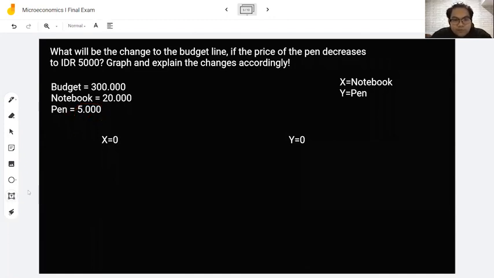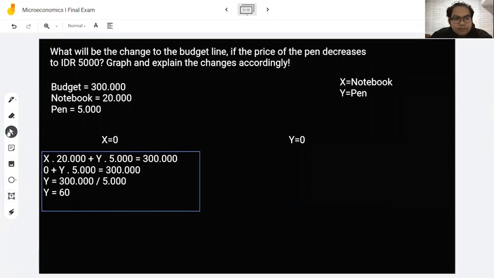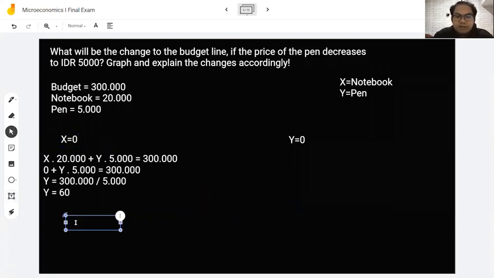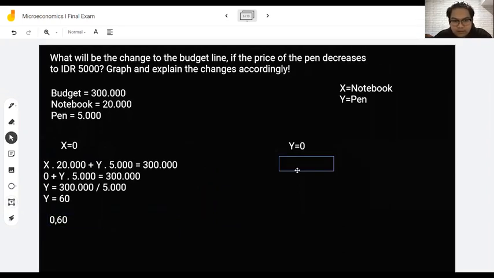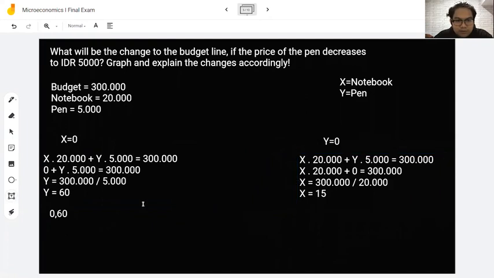We got this, and the coordinate is 0, 60, and the next coordinate is 15 and 0. So the Cartesius diagram will be pretty much like this. It's higher, right? Because it's 60.